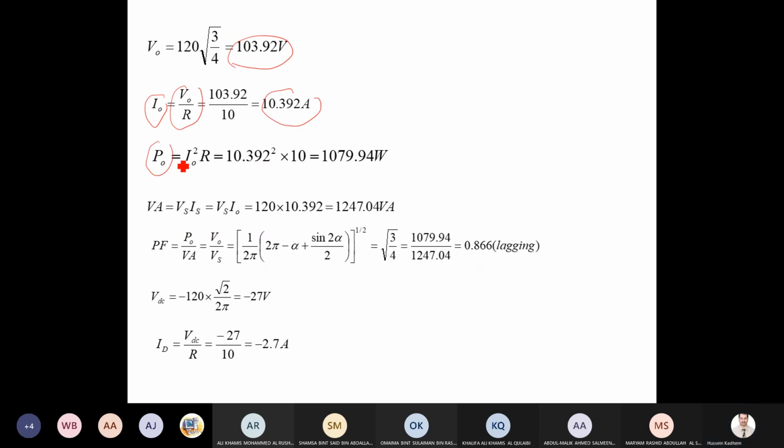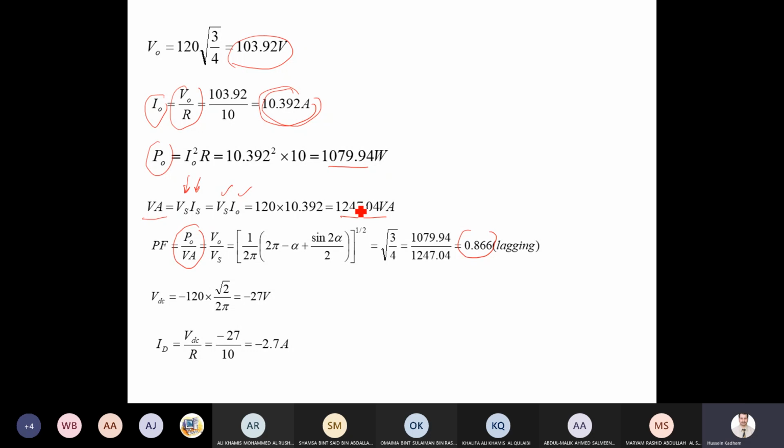And P out is V out squared over R, or I out squared R. We got it. And the volt-ampere will be Vs Is. We have Vs given in the question, 120. Is is the same current, which is 10.39. I got the input volt-ampere. Now let's divide them, and we found the power factor. Now it's improved, by the way. We found the power factor 0.866.